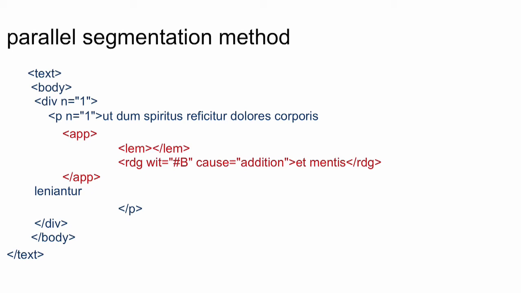With that, we've covered the main principle of encoding critical editions in TEI. In the next module, we are going to pay a little bit more attention to what kind of apparatus you can have in an edition and the advantages of each of them.